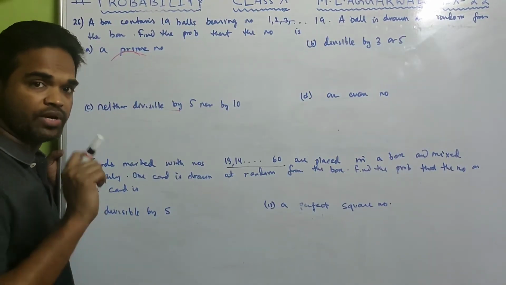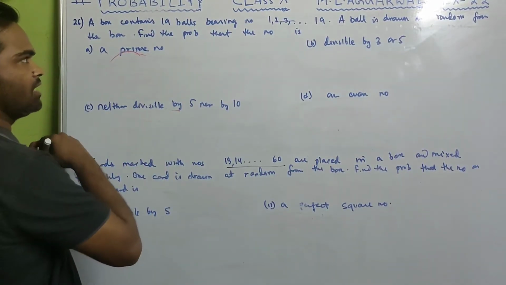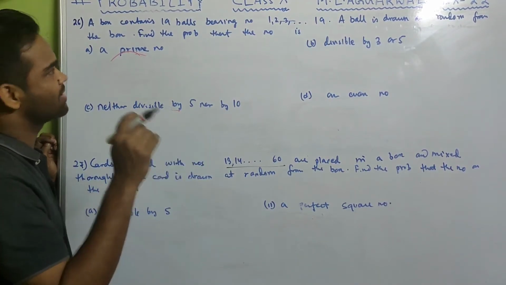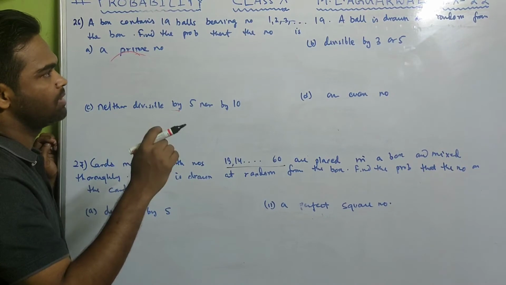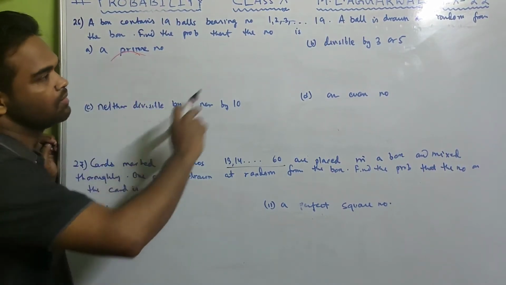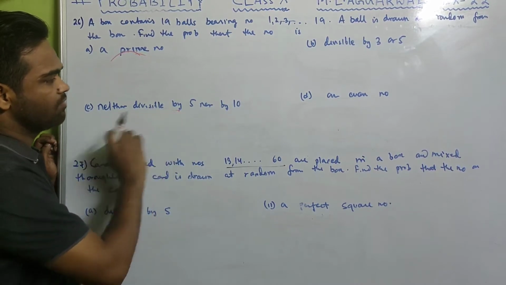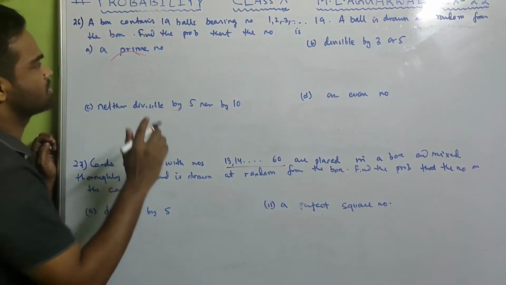Now look at sum number 26. A box contains 19 balls bearing numbers 1, 2, 3, dot dot dot, 19. A ball is drawn at random from the box. Find the probability that the number is a prime number, divisible by 3 or 5, neither divisible by 5 nor by 10, an even number. Let's get started.